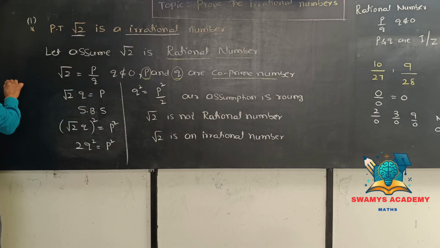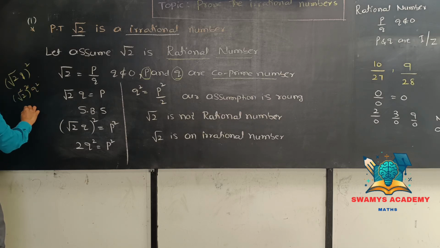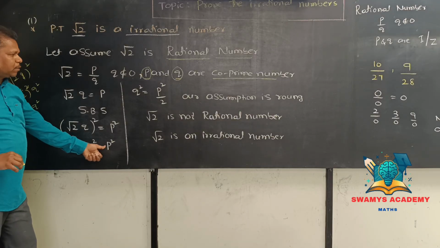So once again, square root of 2q whole square gives square root of 2 whole square and q square. The square and the square root cancel, so we get 2q square equals p square.